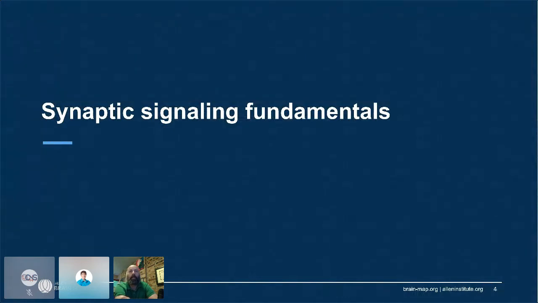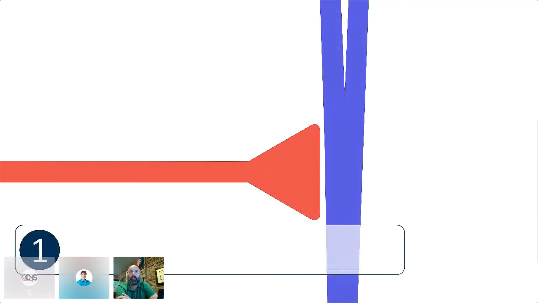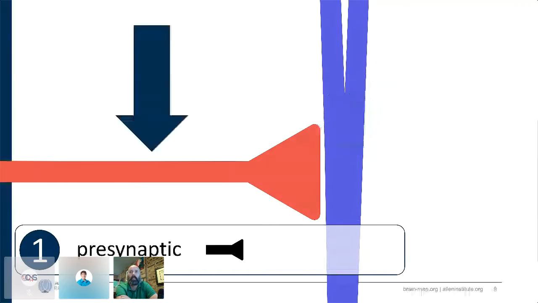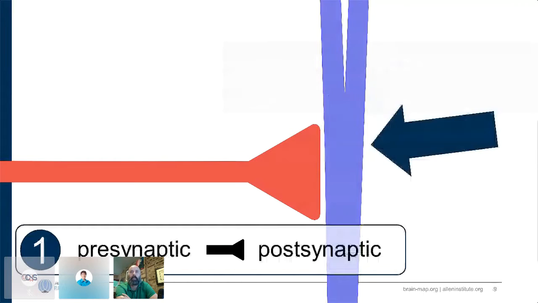So synaptic signaling, as I have already indicated, is much more than binary on and off. They can be electrical or chemical synapses, inhibitory or excitatory, strong, weak, fast, slower, and so on. And our project is focused on characterizing cell classes based on these parameters. Before I go any further, I want to make sure we're all on the same page. So first, a synapse is a connection between two neurons. We call these the presynaptic and postsynaptic cells.